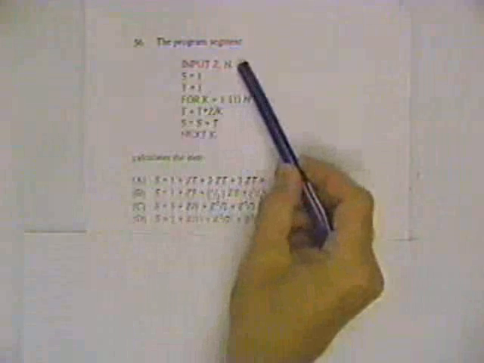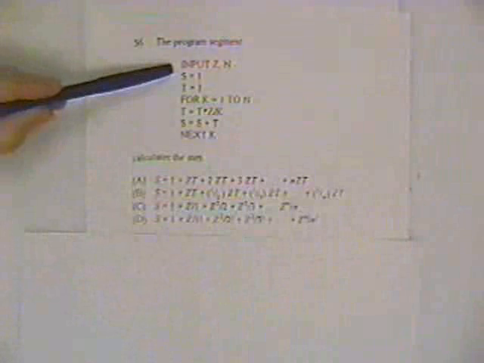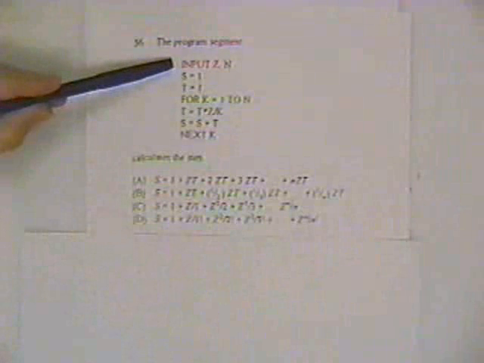with a series of potential answers. In this case, the program begins with an input statement so that it indicates that some values have been given to the program and stored in variable locations called z and n, so that the program then has a value of z and n, but you don't necessarily know what it is when you're working the problem. Then we have two assignment statements that assign values of 1 to the variables s and t.